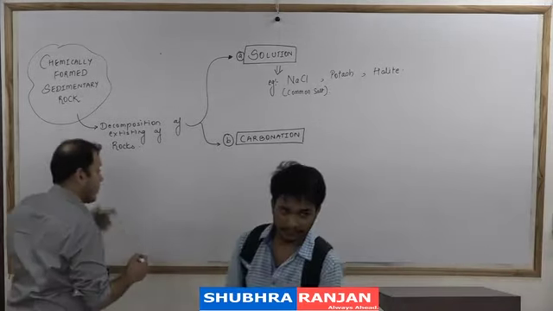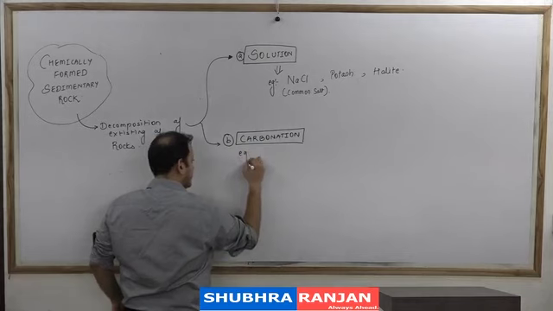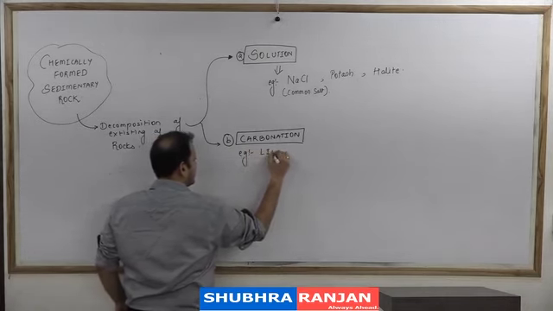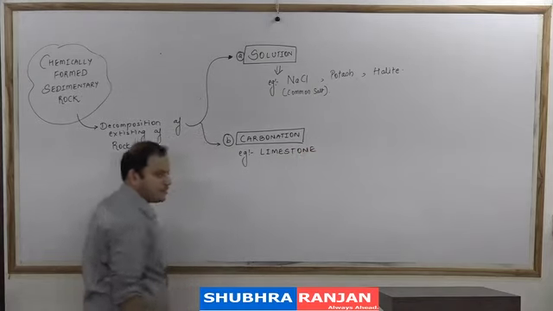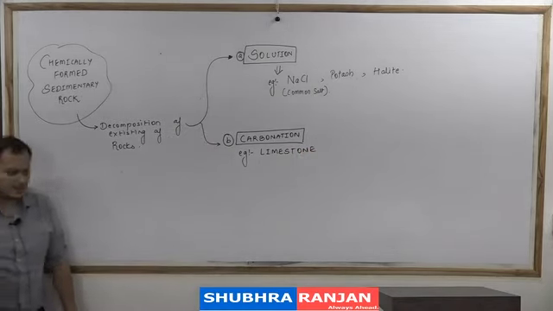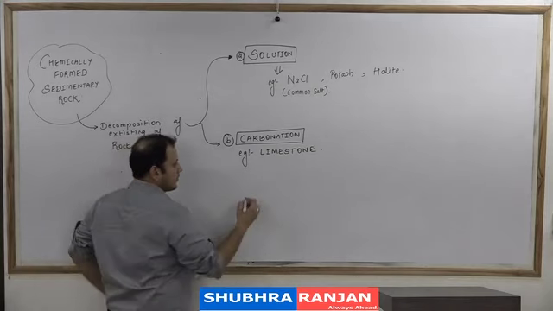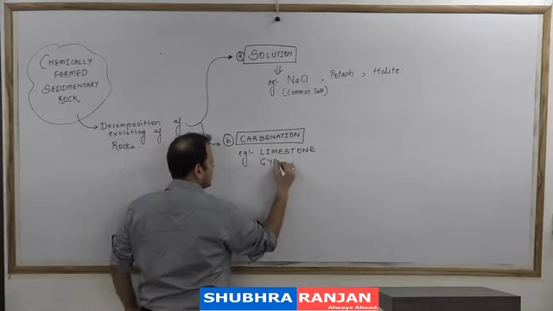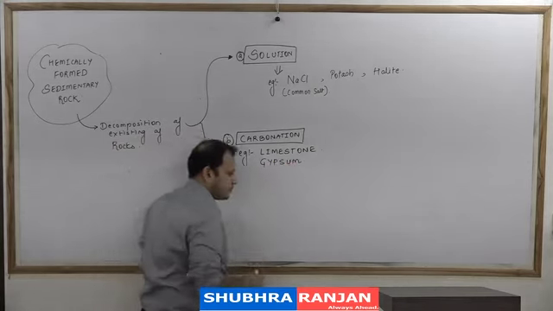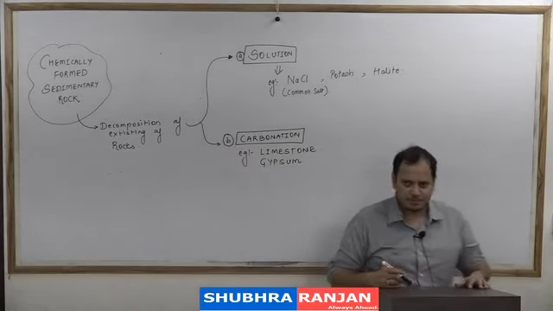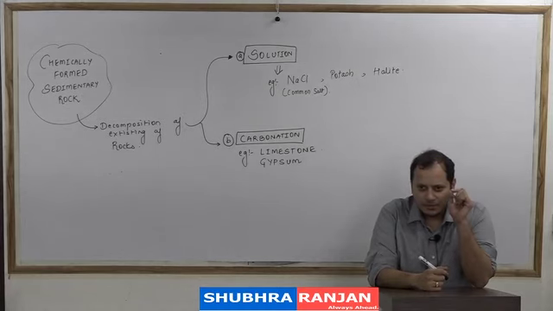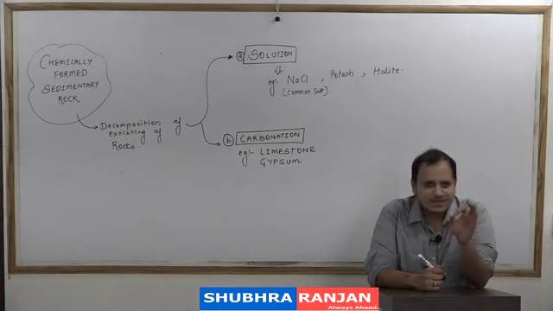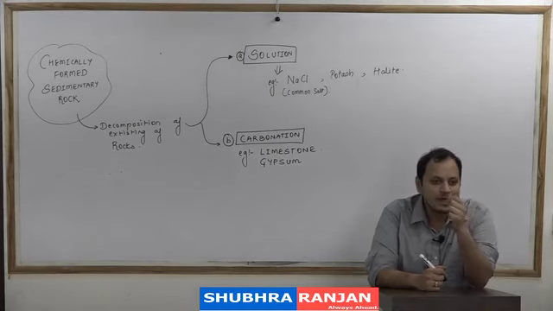Example is limestone. Limestone is nothing but calcium carbonate, but we cannot write calcium carbonate. Example is gypsum. Where is limestone used? In the cement industry, in the building material. Where is gypsum used?